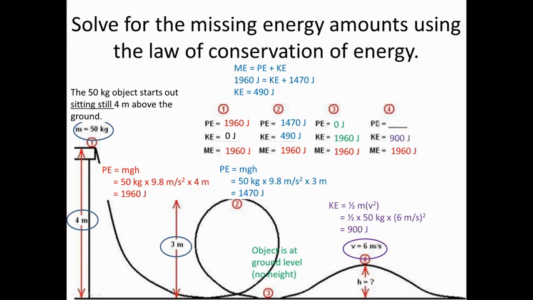So remember, potential and kinetic have to add up to be the mechanical energy. So if we just subtract these two, we're going to get what you should have for the potential energy, and that comes out to be 1,060 joules of gravitational potential energy.